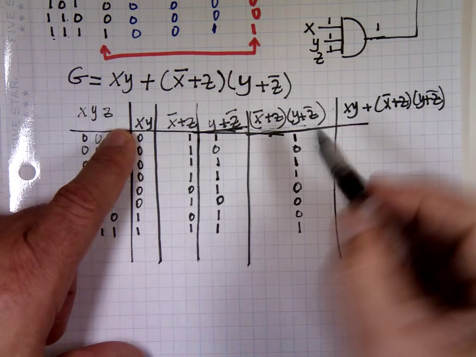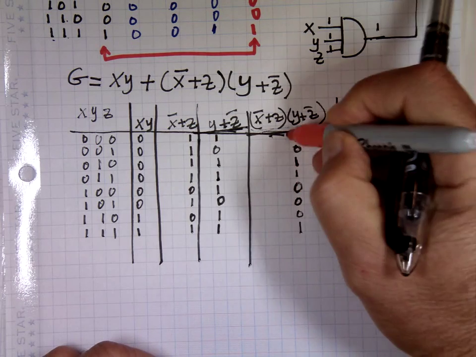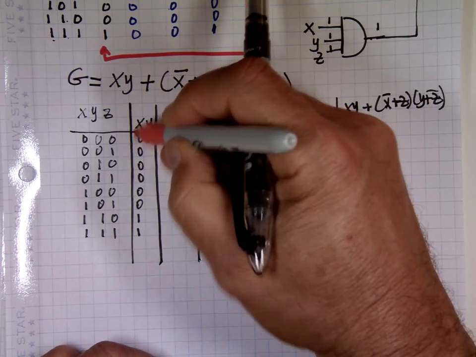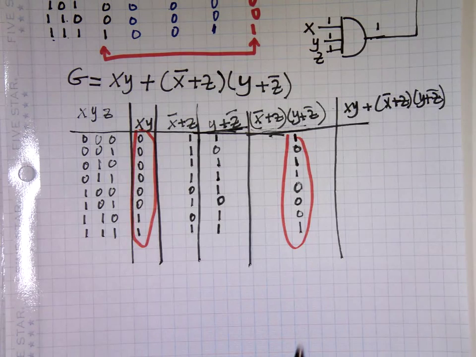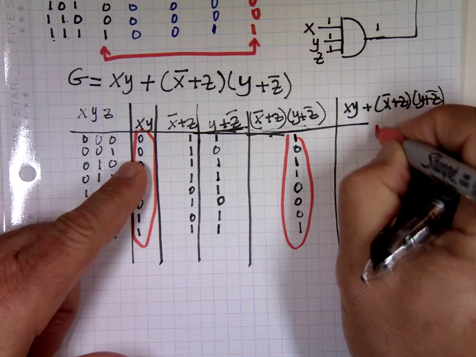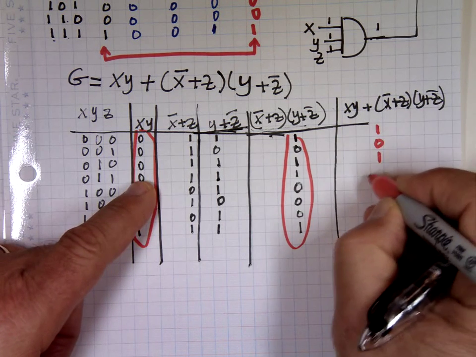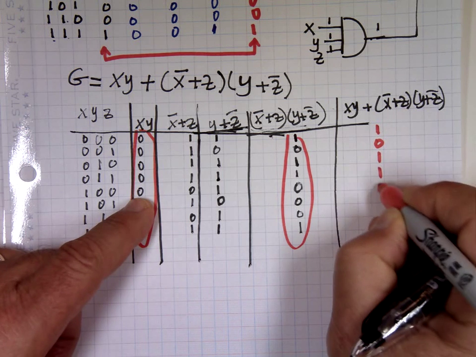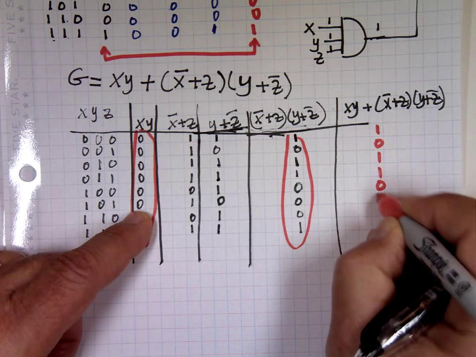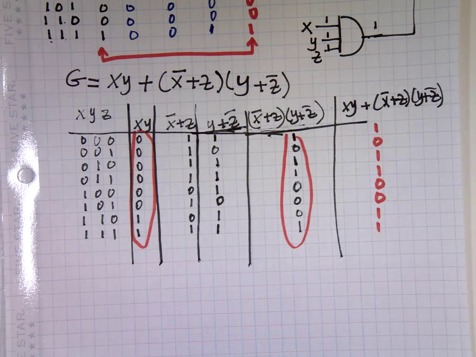Take this column, OR it with this. 0 or 1. 1. 0 or 0. 0. 0 or 1 is 1. 0 or 1 is 1. 0 or 0. 0. 0 or 0. 0. 1 or 0. 1. 1 or 1. 1. And that's what G is going to be.